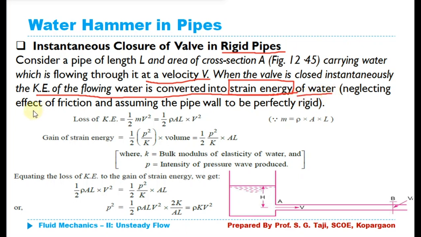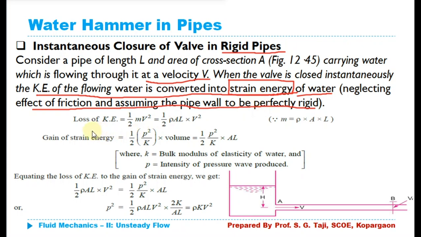Now, by neglecting the effect of friction at the boundary and assuming the pipe wall is perfectly rigid. If I assume the pipe as elastic, then obviously I need to consider deformation of the pipe wall. In that case we need to consider circumferential stress, longitudinal stress, obviously the concept of hoop stress, the modulus of elasticity of that particular material, and again Poisson's ratio. We will consider that in the next case when we consider the pipe as an elastic material. The first case we will discuss here.